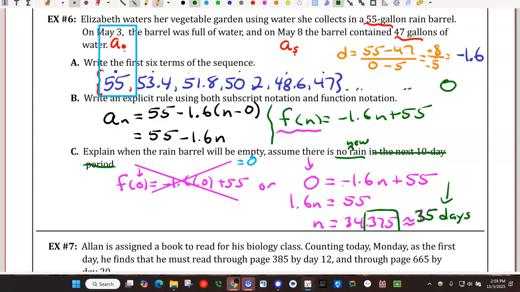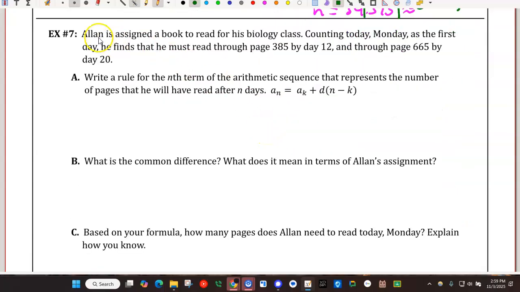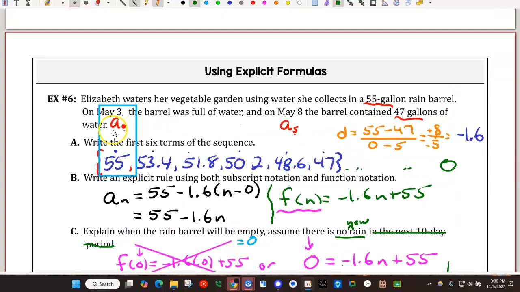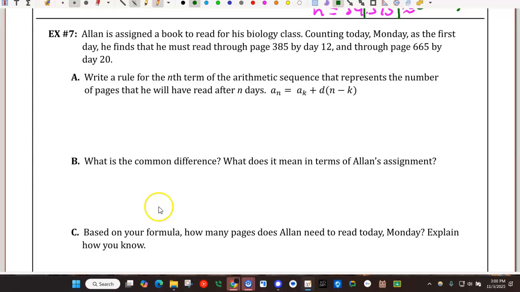All right, so lastly, Alan's assigned a book to read for bio, and counting today, Monday, as the first day, he finds he must read through page 385 by the 12th day, and then through page 665 by the 20th day. Much like the last one, we want to consider the starting point as the actual a sub 0. Now, what that does, because usually sequences don't have that, right? They don't have a sub 0.